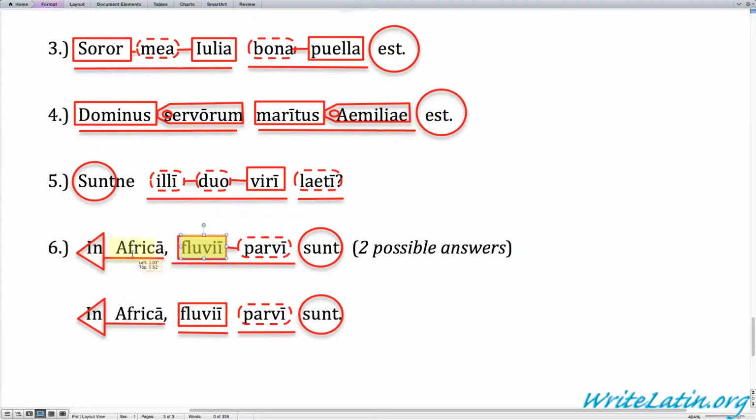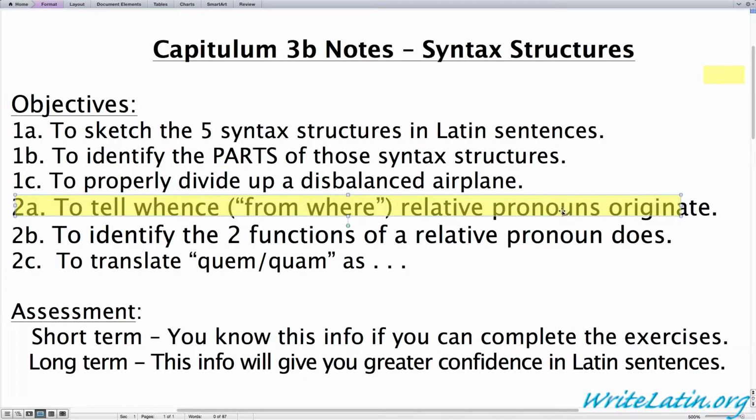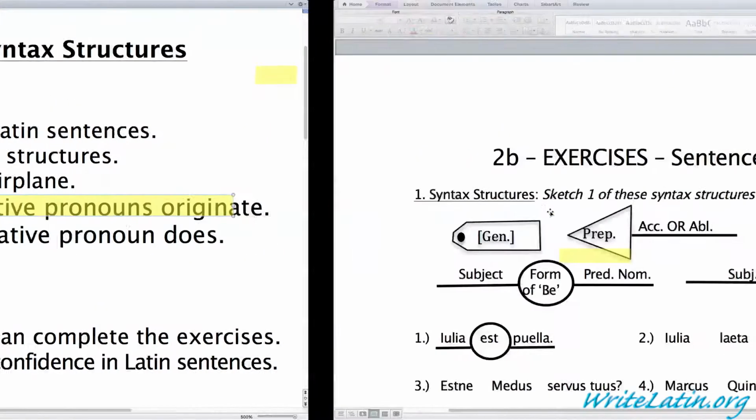In Africa, rivers few there are. So we could have made 1 wing in Africa. In Africa there are few rivers. Or we could have considered in Africa as a separate thought and said, in Africa, the rivers are few. And therefore, in Africa was set off by this comma here that kind of kept it separate from the main clause. 2a, to tell where relative pronouns come from.